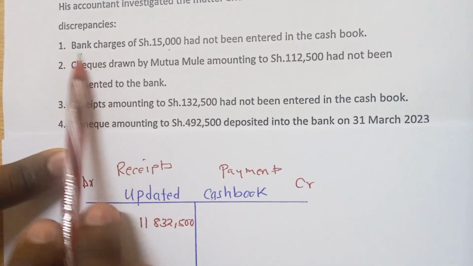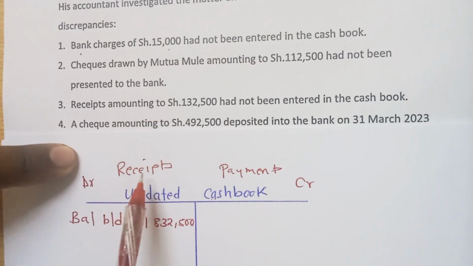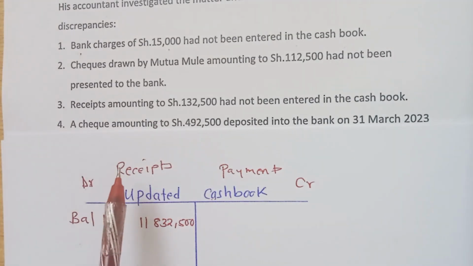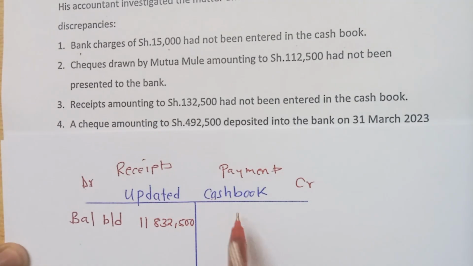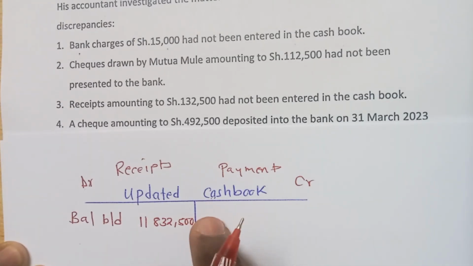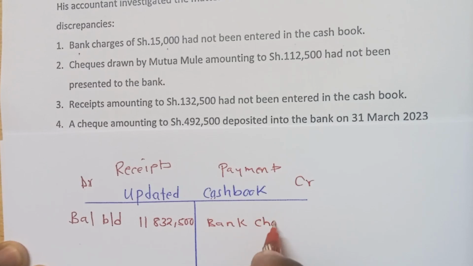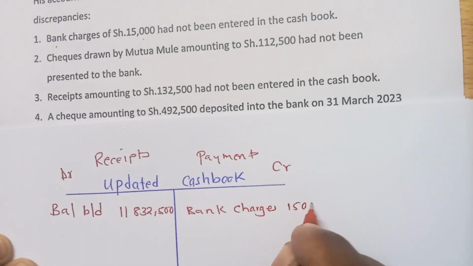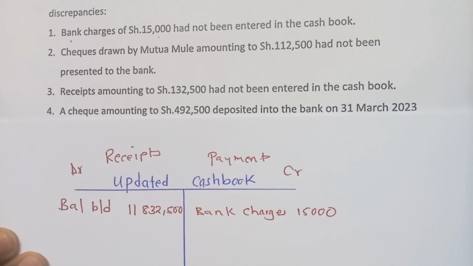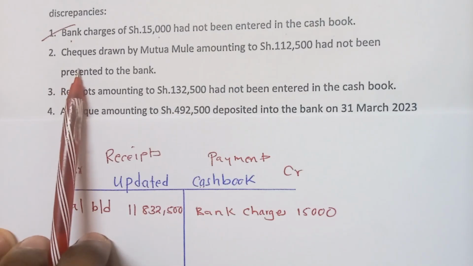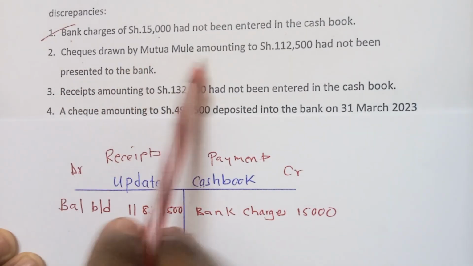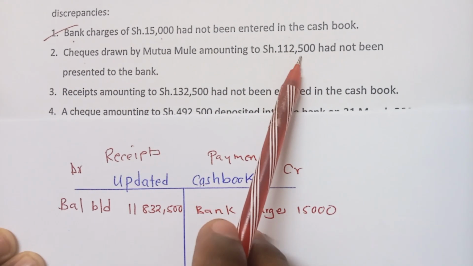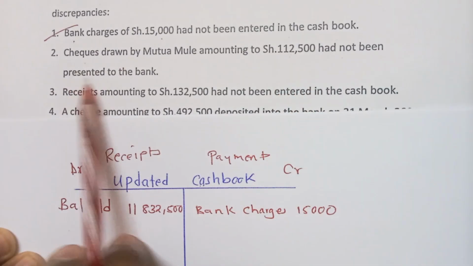So in this case, because these are bank charges, they are not receipts, they are like expenses of the business. So we are going to record it on the credit side. So these are bank charges of 15,000 shillings. Now we go to the second item. So we are done with that. So we tick. The second item, we are being told that checks drawn by Mutua Mule amounting to 112,500 shillings had not yet been presented to the bank.